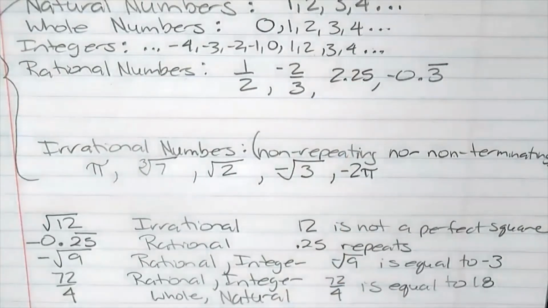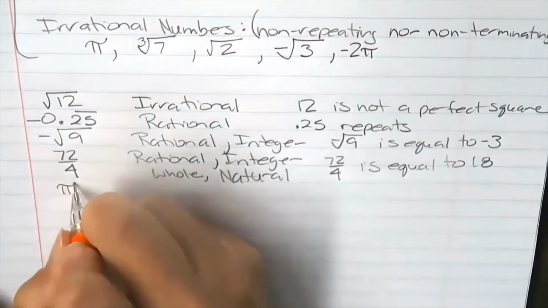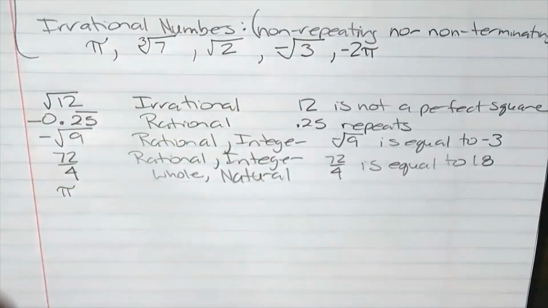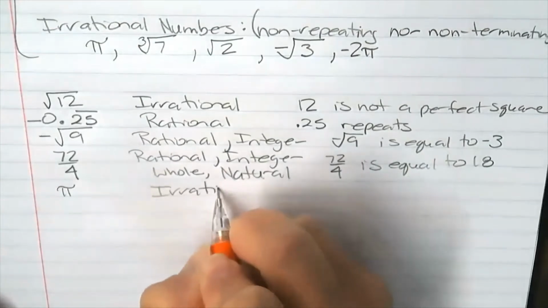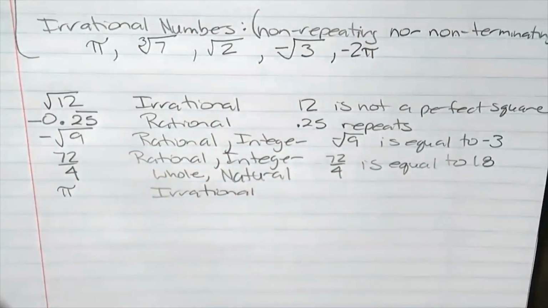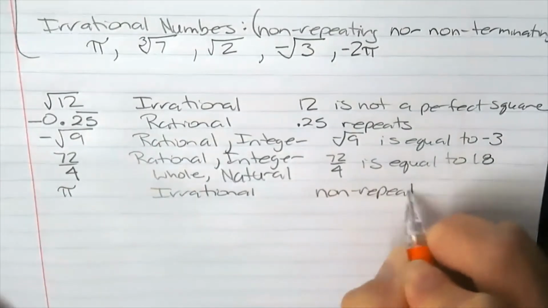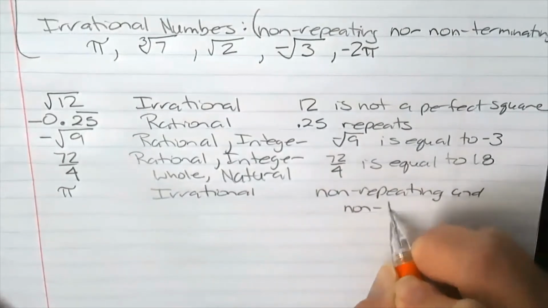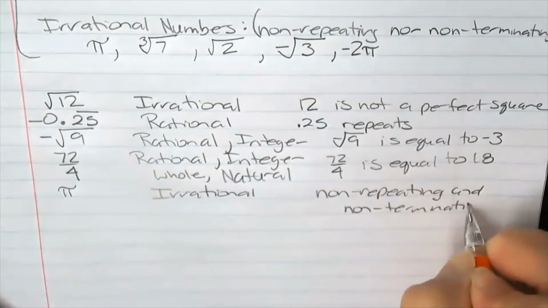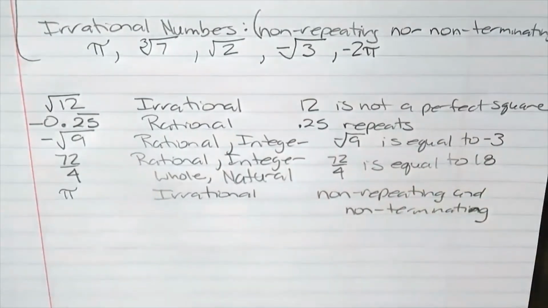And last but not least, they like to throw this one at us. Pi. What is pi? Irrational. Why is it irrational? Because it's non-repeating and non-terminating.